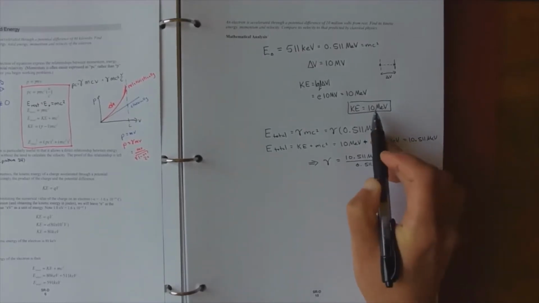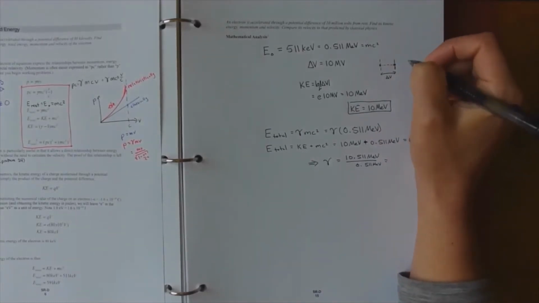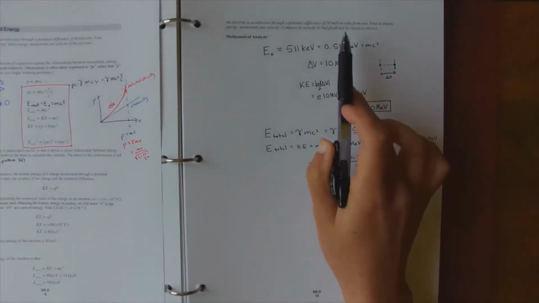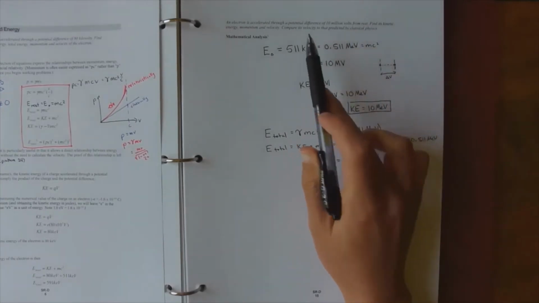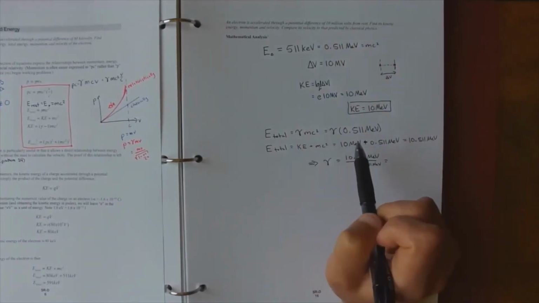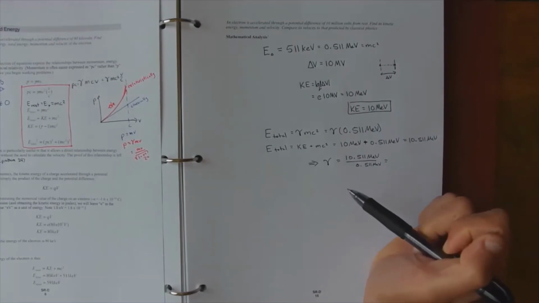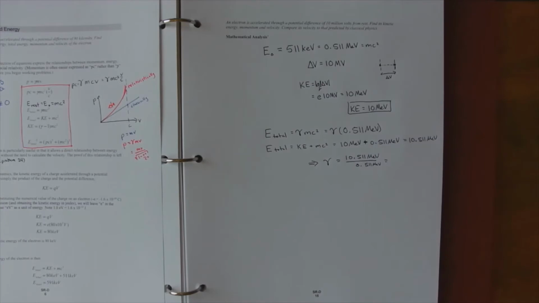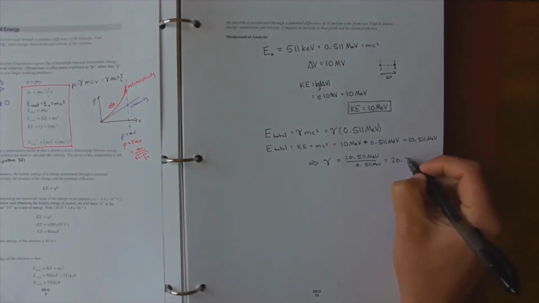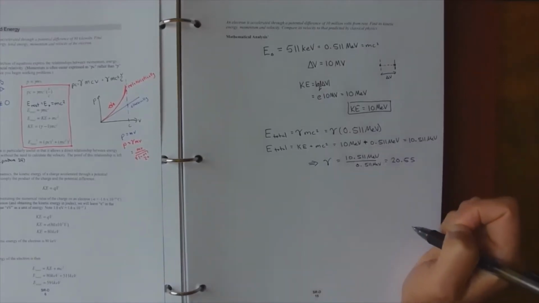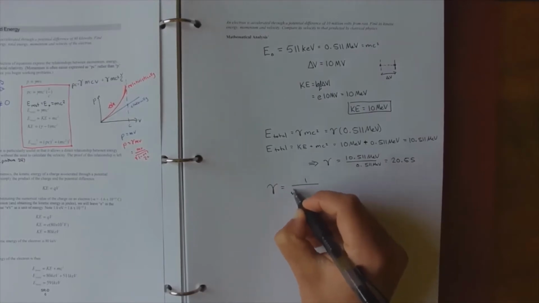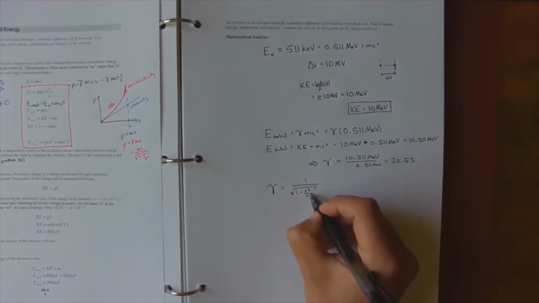And just to be clear, this is the kinetic energy after being accelerated through the 10 million volts, and this is the total energy after being accelerated through the 10 million volts, because before the electron was at rest, so the total energy beforehand was just equal to the rest energy. Okay, so 10.511 divided by 0.511 gives us 20.55 for gamma, and gamma is equal to 1 over the square root of 1 minus v squared over c squared.